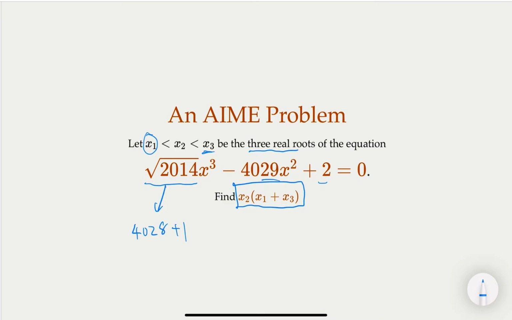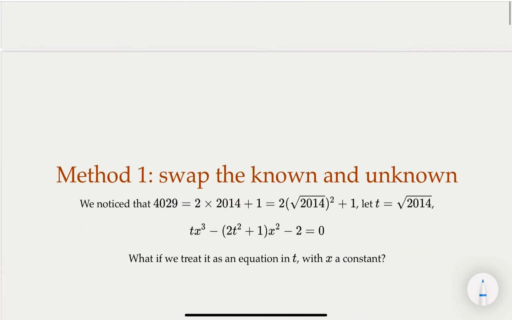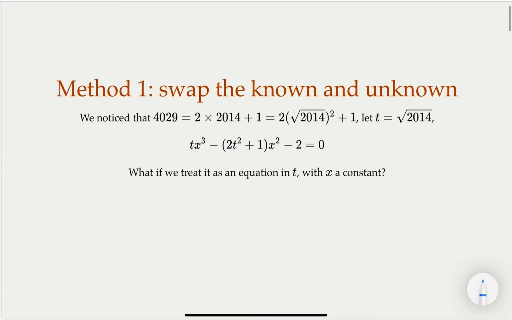So let's try to rewrite it. Let's use a symbol t to represent the square root of 2014, and rewrite the equation. There's a common technique: sometimes you want to swap the knowns and unknowns in your equation. Here, we try to find x, but what if we treat t as the unknown, right?